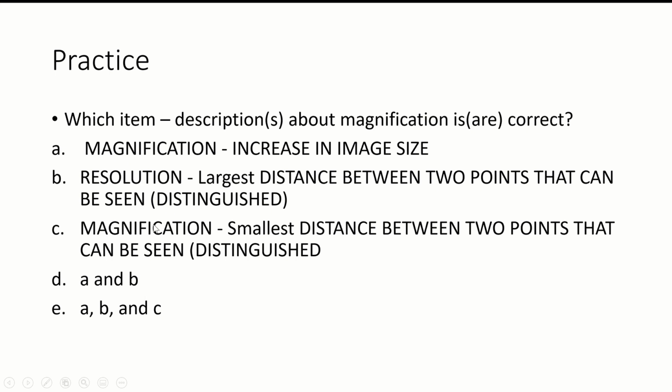And then this one right here, it says magnification, smallest distance between 2 points that can be distinguished. So he's trying to be tricky here, right? This is actually the correct definition for resolution, the smallest distance between 2 points that can be distinguished, but not for magnification, right? So both of those are incorrect. So the answer is just A.